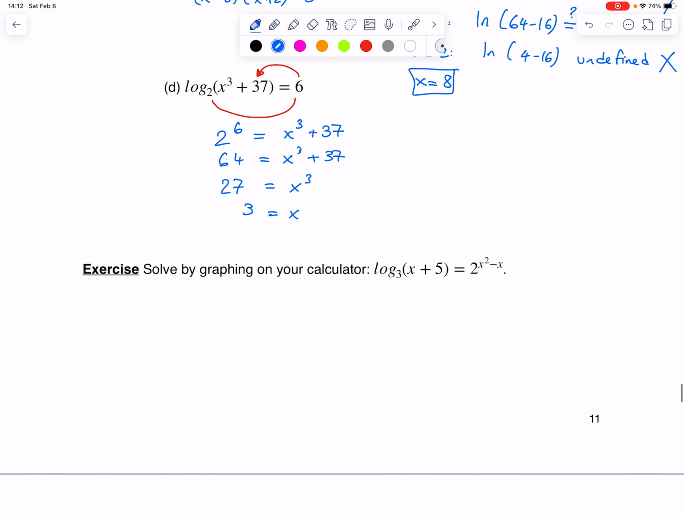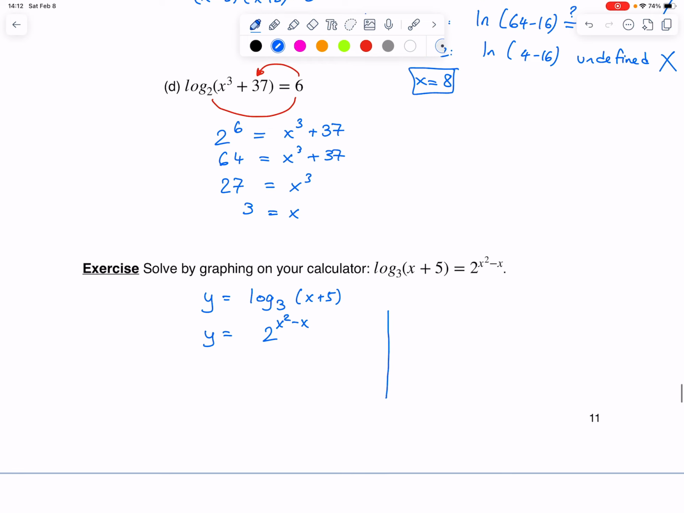All right. How do we use our calculator to solve an equation that would be too difficult to solve by hand? Well, you look at each side of the equality and you set it as a function. So we could deal with y equals log base 3 of x plus 5 and y equals 2 to the power of x squared minus x. What do these graphs look like? I'm going to make a rough sketch. One looks approximately like that, and the other one looks approximately like this.